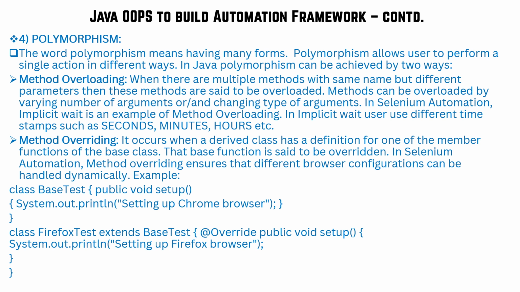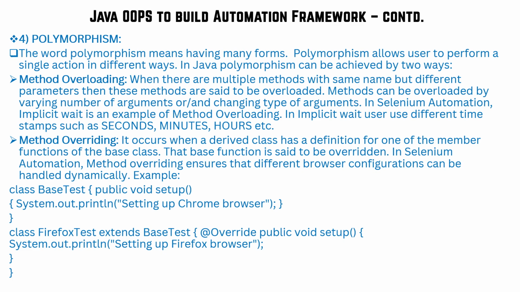So what is overloading? Overloading means the same method, but I am trying to use it in a different way by changing the number of arguments or the type of arguments. The word polymorphism means having many forms. Polymorphism allows a user to perform a single action in different ways. In Java, polymorphism can be achieved in two ways: method overloading and method overriding.